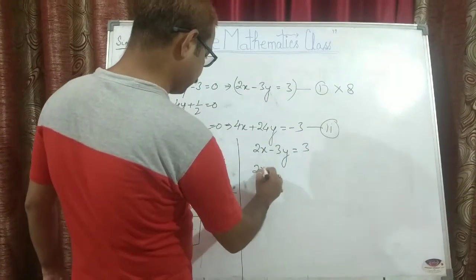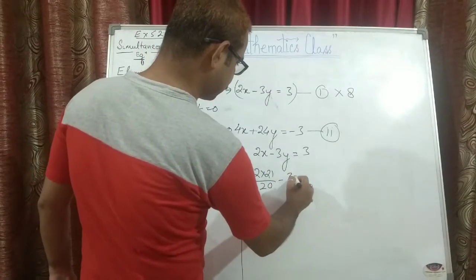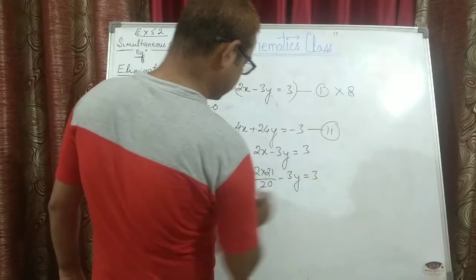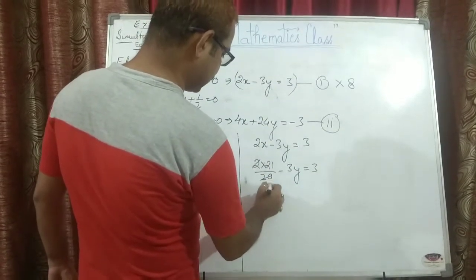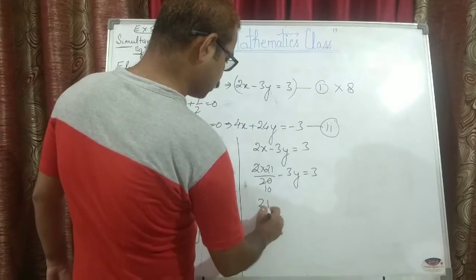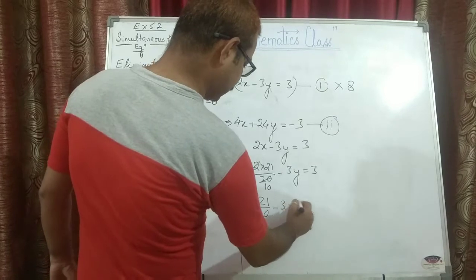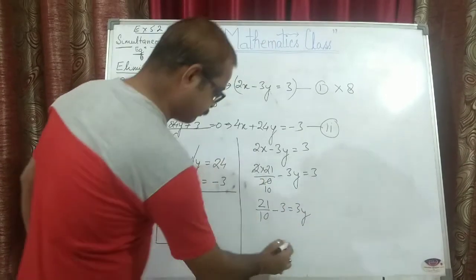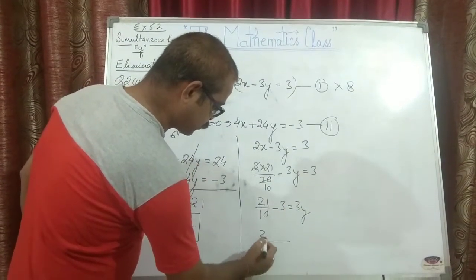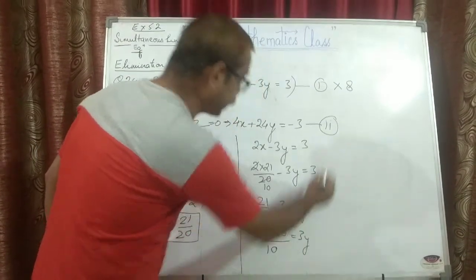So 2 times 21 upon 20 minus 3 times y is equal to 3. Now 2 tens is 20, minus 3 goes to this side and 3 comes to this side. So 21 upon 10 minus 3 is equal to 3y. LCM will be 10. This will be 21 minus 30 is equal to 3y.